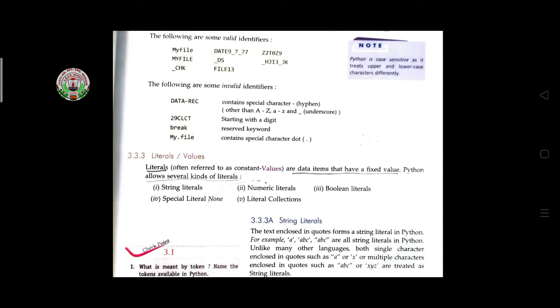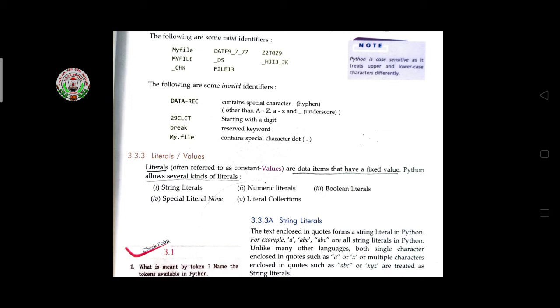The first one is a valid format: my file date underscore 7 underscore 77. Like this you have to identify and give the name. Then the invalid one is given here, where only underscore is allowed as a special character, and here a hyphen is given. Then second, 29 CLCT means first you have to write the letter, then afterwards you can use the number. So here the number is written as a prefix, so it is invalid.